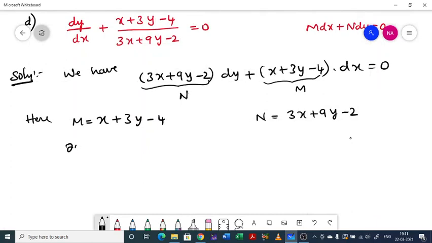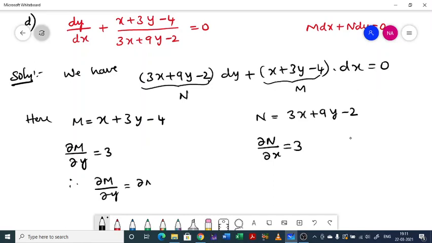So ∂M/∂y, you will get 3. Here ∂N/∂x, again you get 3. Therefore ∂M/∂y equals ∂N/∂x. That implies the given equation is exact. So we got an exact equation here.